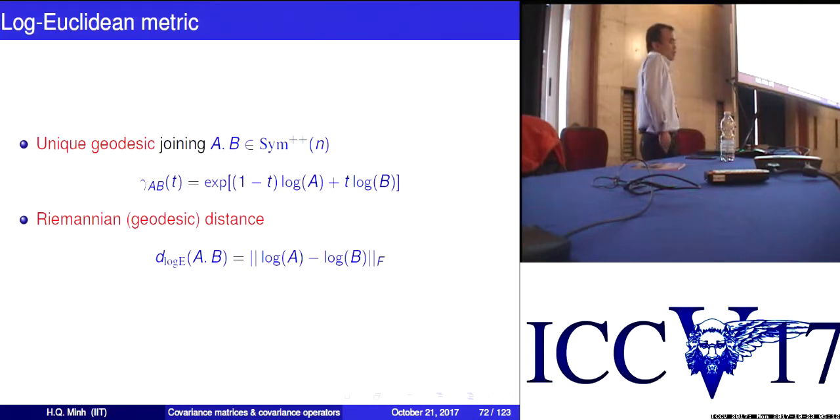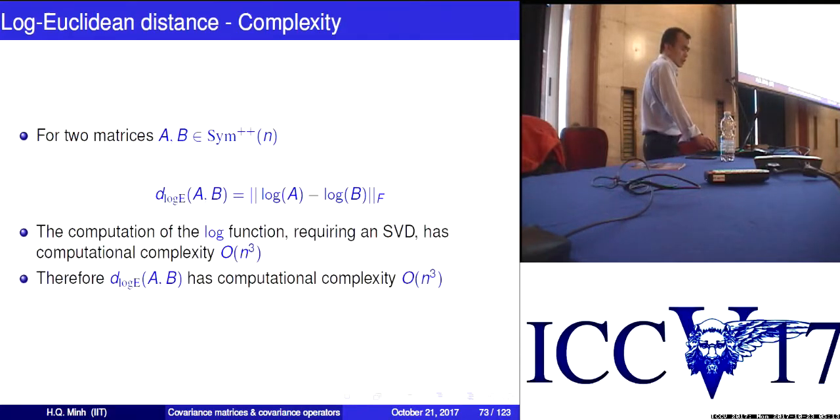Whereas in this case, it's actually very simple. The Riemannian distance between A and B is just equal to the Frobenius norm of log A minus log B. So it's a simple formulation. Now it's a lot faster to compute on a very large set of matrices. In order to compute this distance, we need to compute an SVD, because if you want to compute the log function, we need to compute an SVD. So the computational complexity is O(n^3).